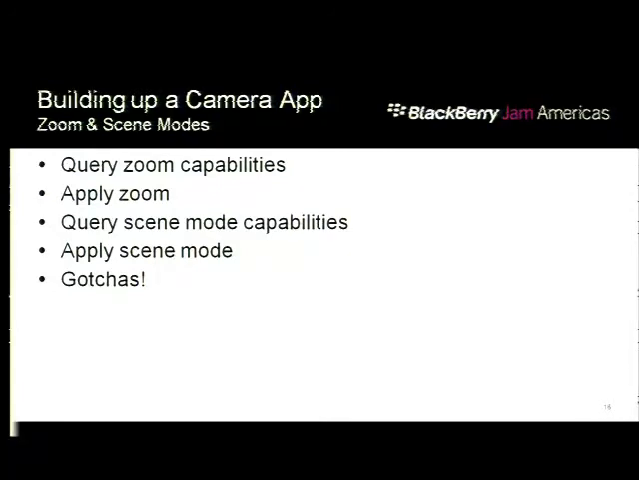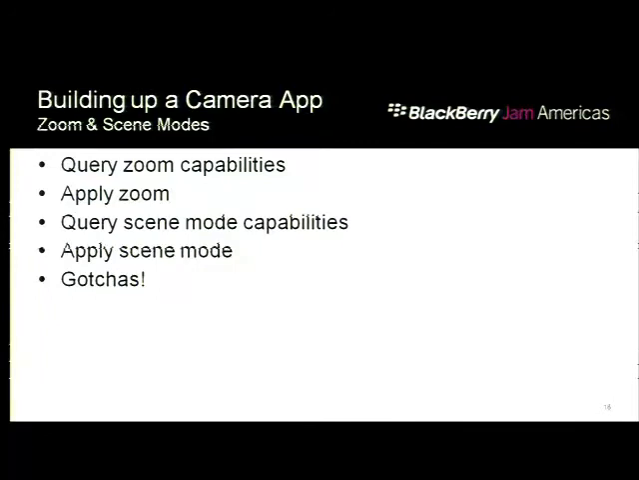Applying the zoom, there's 2 ways to apply zoom. There's a function called camera set zoom, which just applies the zoom setting you want. You can also specify when you're starting a viewfinder. You can say, I want to start the viewfinder, but I want it to be zoomed into this level when it starts. So there's 2 ways to apply that. And then scene modes as well. We're just going to query what scene modes are available, how to apply them, and so on and so forth.